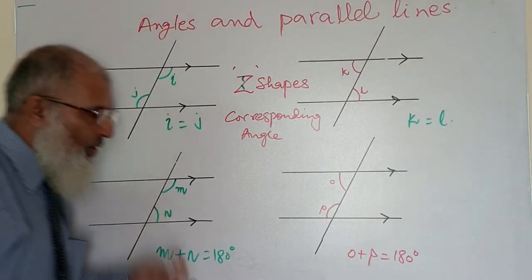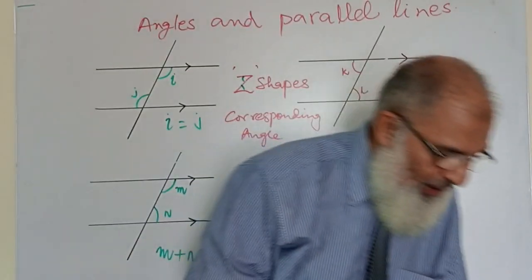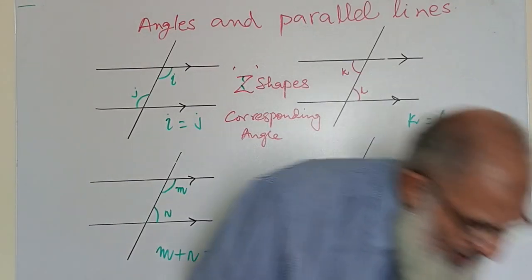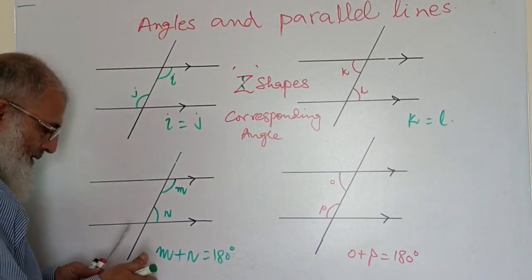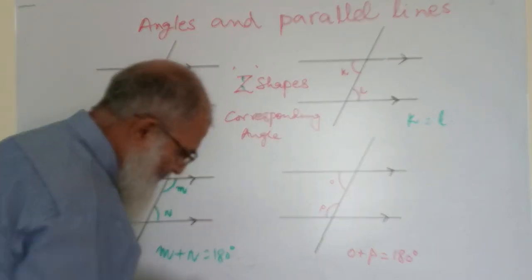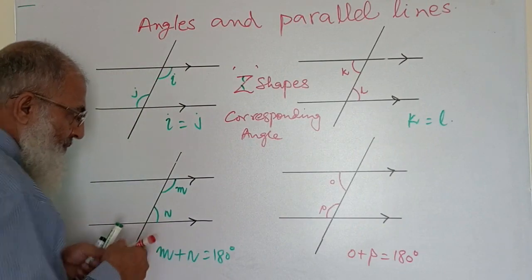The last of the corresponding angles are the angles called C shape angles. Now these are called C shape angles. Now these are not equal.